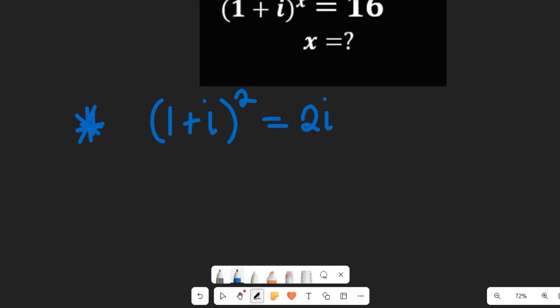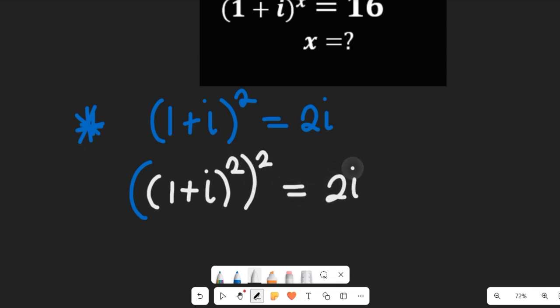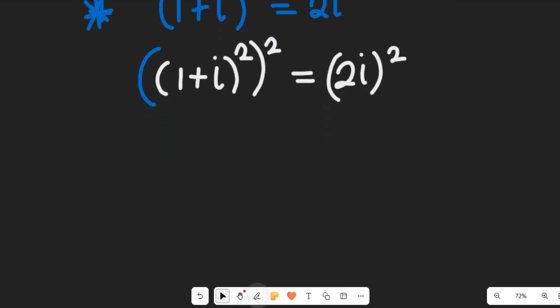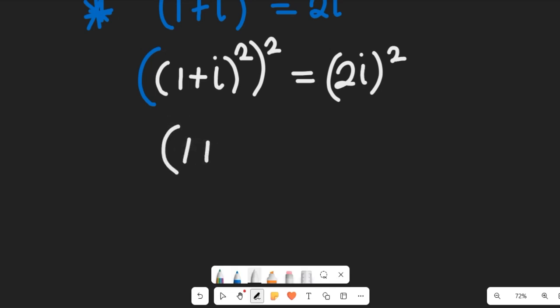If I take the square of both sides, I'll have ((1 + i)^2)^2 equal to (2i)^2. In the next step, that expression gives me (1 + i)^4, because the powers will multiply, and this will become 2 squared, which is 4, multiplying i squared. Great. Now, what do we do from here?